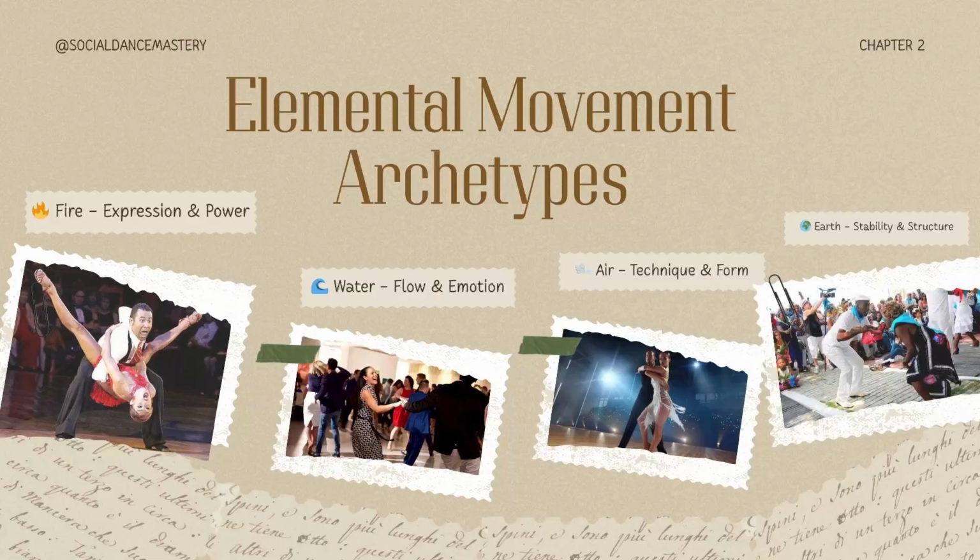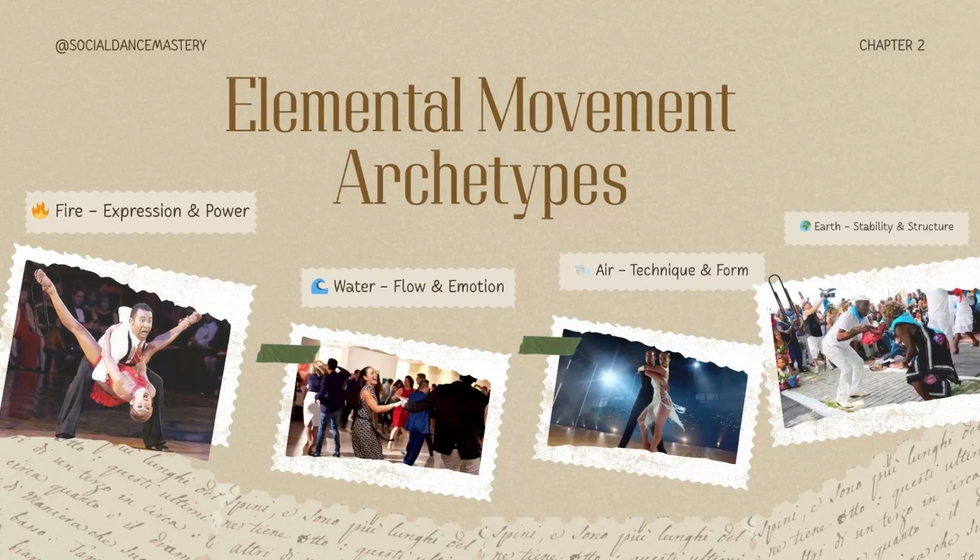The second aspect of the movement model is elemental movement. There are four natural energies that shape every dancer's expression according to elemental movement: fire, water, air, and earth. And these are natural archetypes that we use and attribute to movement.